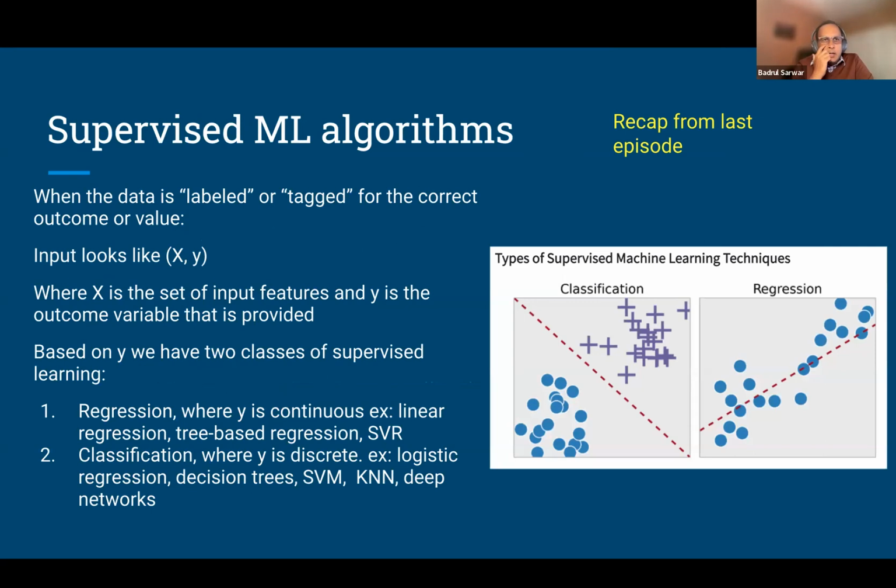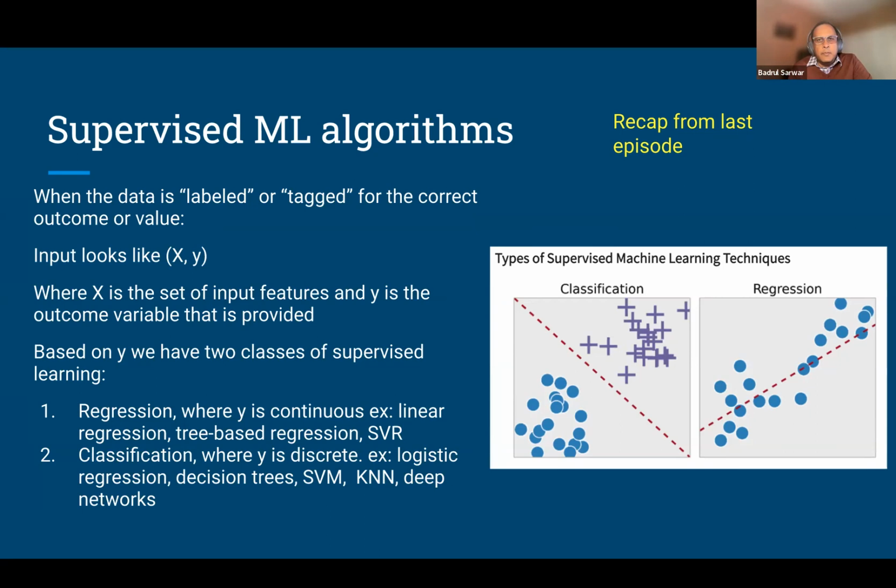So again, as I said, just to recap from the last episode, supervised machine learning is a type of machine learning where label data or tag data of the outcome variable is provided. Please recall that the outcome variable is the output, right? That's how we call it. Inputs are either called features or input variables or predictors, right? Okay. So in this scenario, your input would look like X and Y, right? Basically X would be the feature values, and then Y would be the outcome variables.